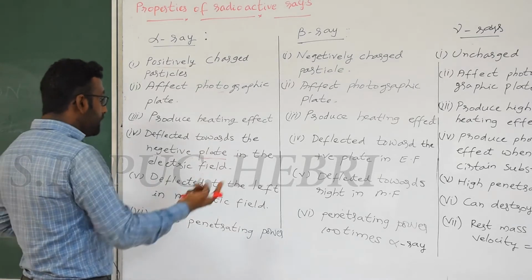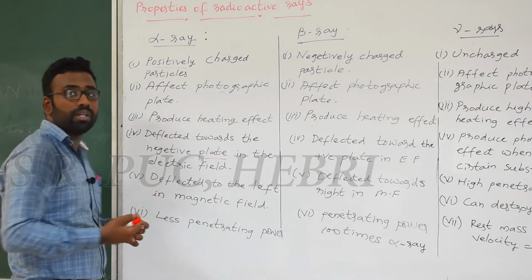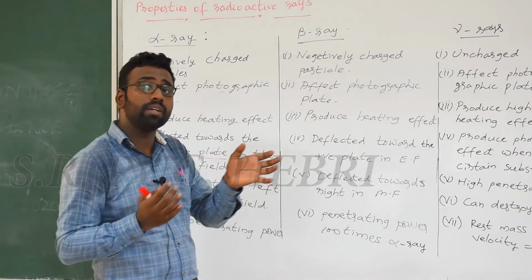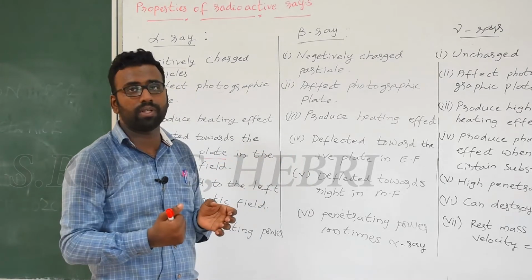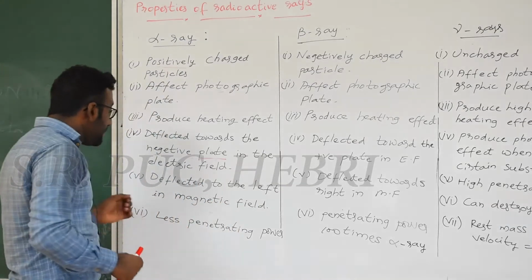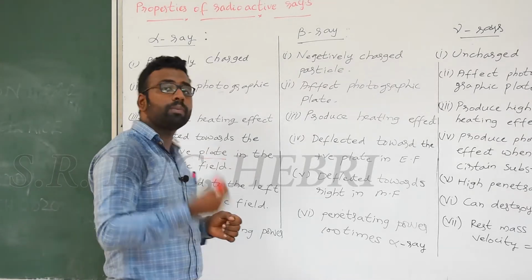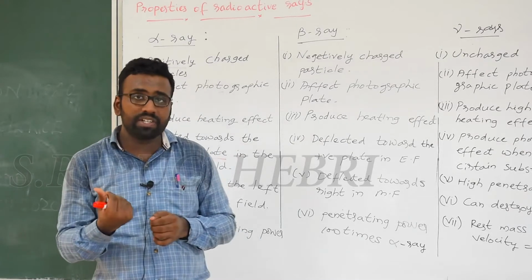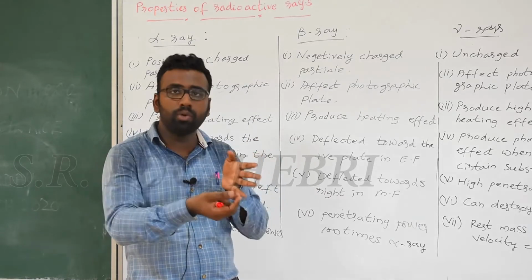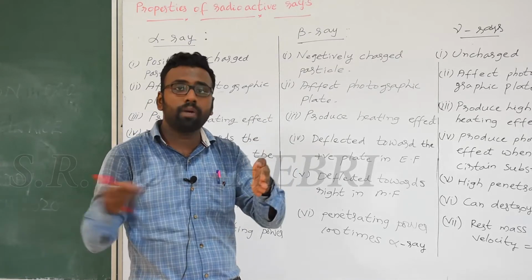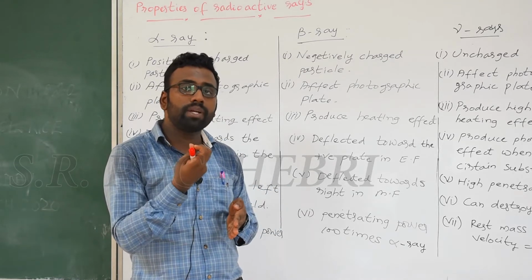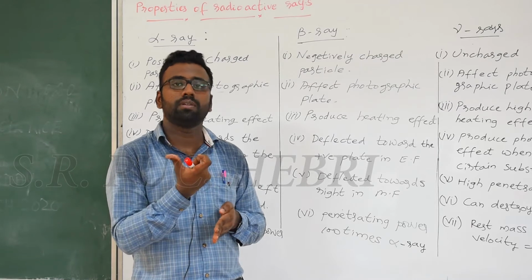Then they deflect to the left in the magnetic field. If you keep a magnetic field, they will deflect towards the left, because of the positive charge. Then they are less penetrating. The penetration of alpha is very low. Even a sheet of paper from your book can block the moving alpha particle. The penetration ability of alpha particles is very low.